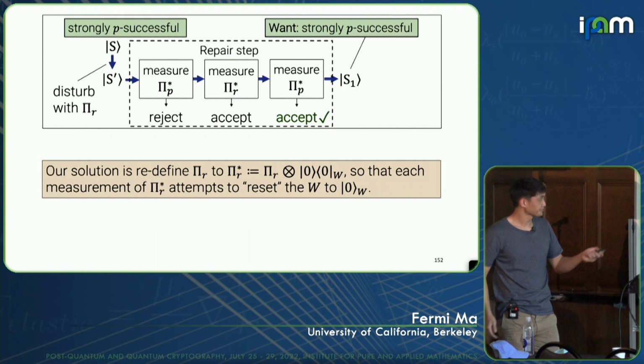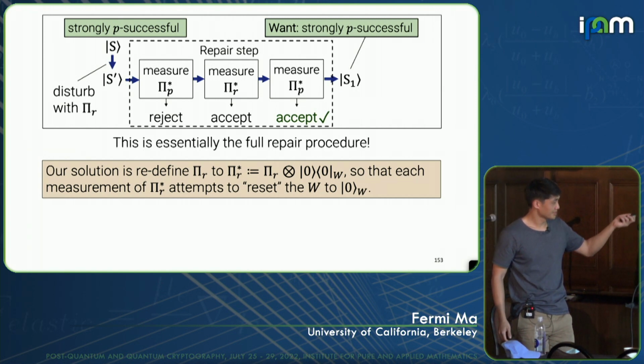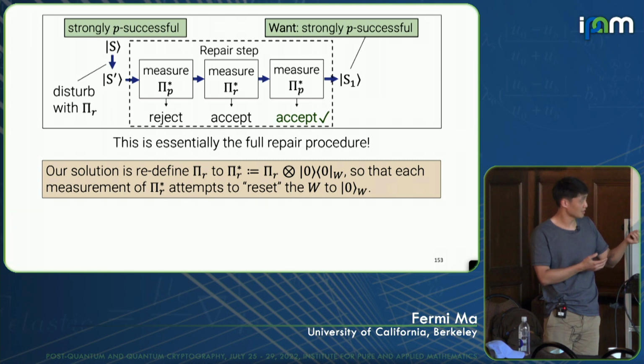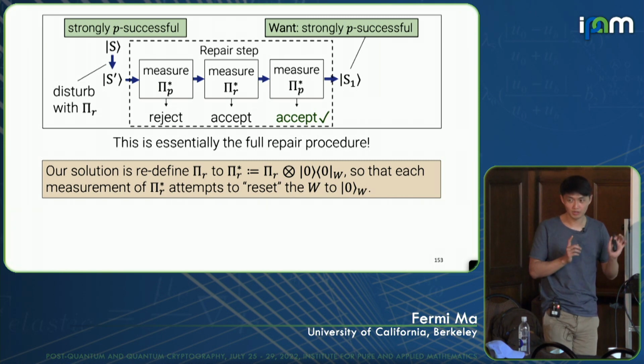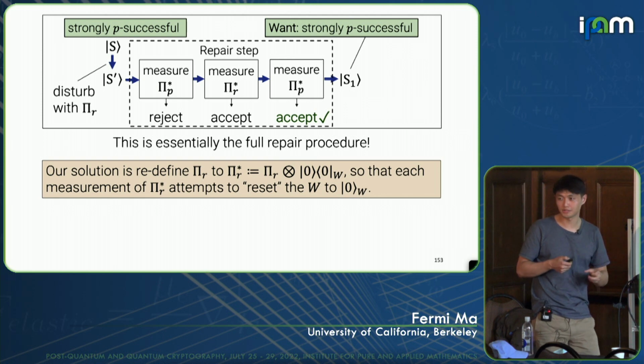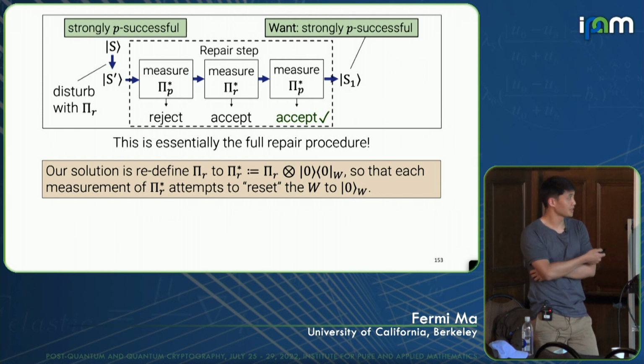All right, so this is essentially the full repair procedure. You alternate these things back and forth until pi p star accepts. And one more comment, actually, is that you might think that what you have to do is only terminate when you get 2 consecutive accepts, basically pi r star accepting followed by pi p star accepting.